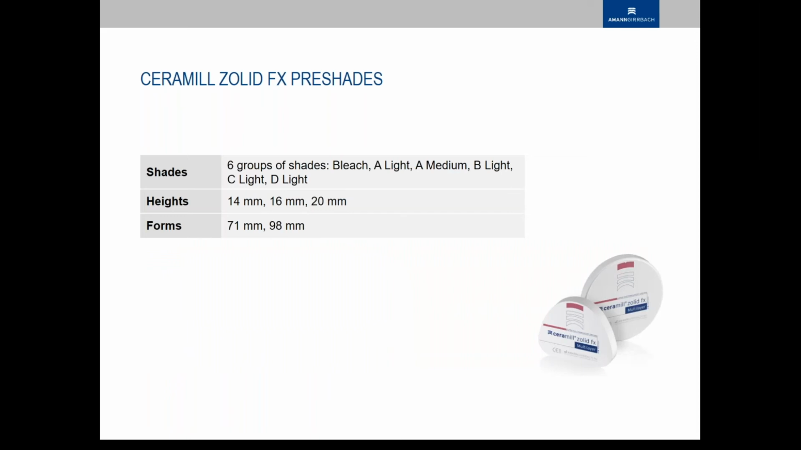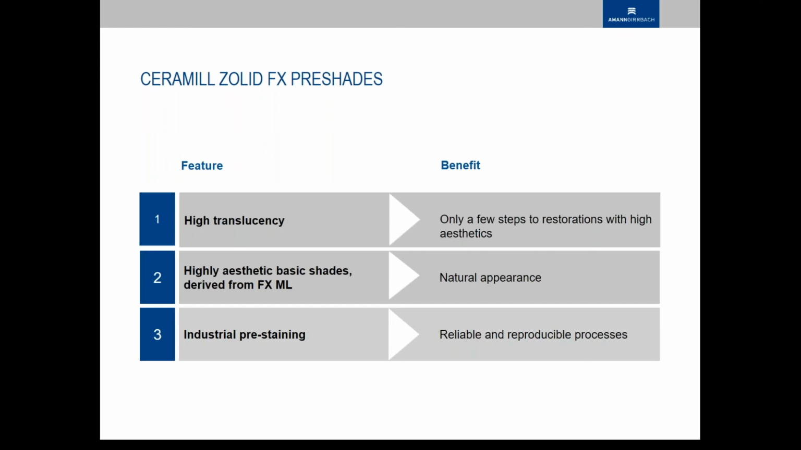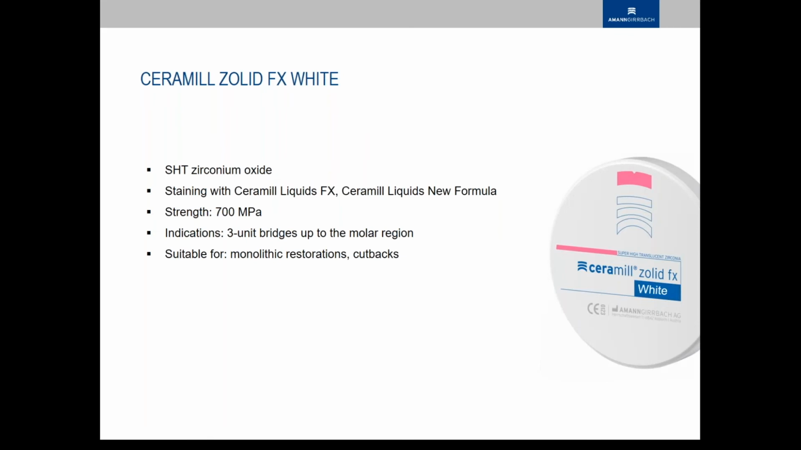Now they come in 14, 16, and 20 as well, same shapes. And just to throw that out there, all the pre-shades, no matter if they're all 16 Vita shades available, if they're coming in those base shades, or if they're coming as multi-layer, it's always going to be 14, 16, and 20 millimeter. And the other heights we're getting with 10, 12, 14, 16, 20, 25, that's usually then a white zirconia.